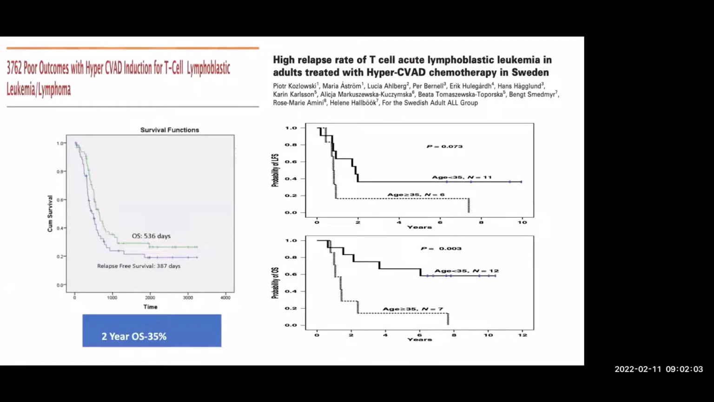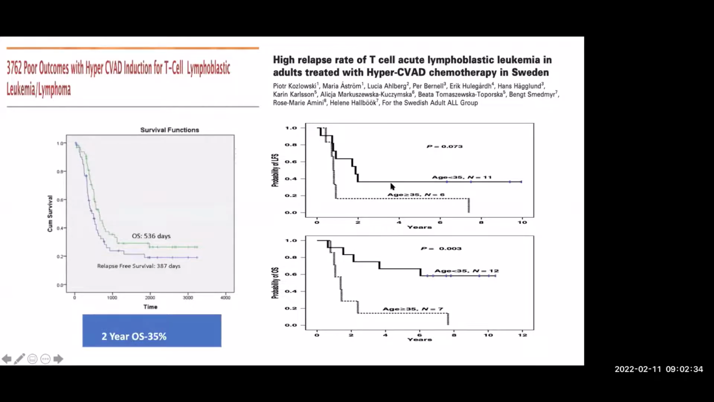And these are the trials in adult acute lymphoblastic leukemias. These trials used adult protocols. This is the hyper-CVAD protocol used in T cell lymphoblastic leukemia and lymphoma. We can see the outcomes of T-LL with adult protocols using hyper-CVAD are inferior, with overall survival of only 35% at 2 years, compared with the overall survival of 80 to 90% with the pediatric protocols.